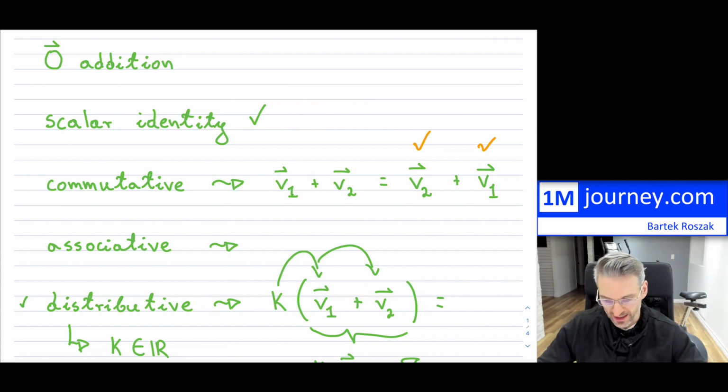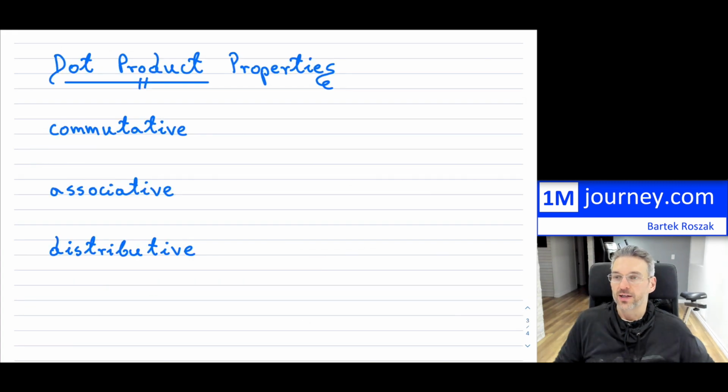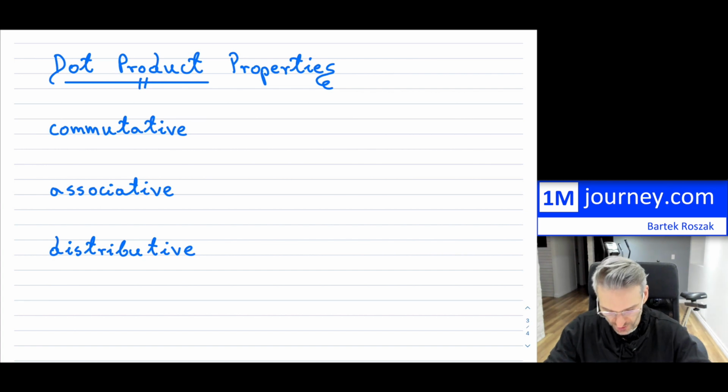Now, the next item is going to be a discussion of the dot product properties. Okay, so here's the dot product. We have three key properties to think about in terms of the dot product. The first one is the commutative property.